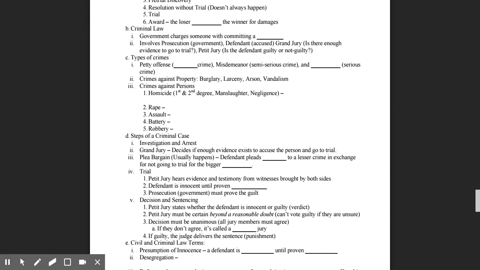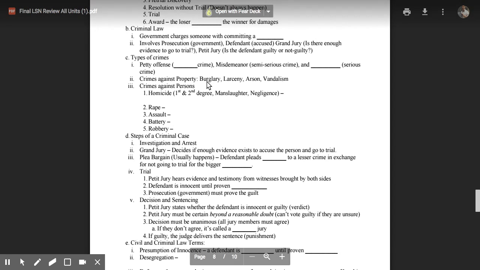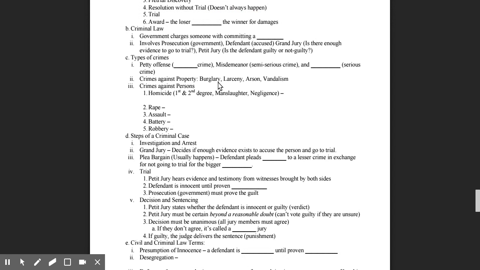Types of crimes. There are petty crimes, which are minor crimes, misdemeanors, which are semi-serious crimes, and felonies, which are serious crimes. Crimes against property are burglary, larceny, and arson. Burglary is when someone breaks into a house to steal something. Larceny is theft of something. Arson is lighting something on fire to destroy it. And vandalism is otherwise damaging property.